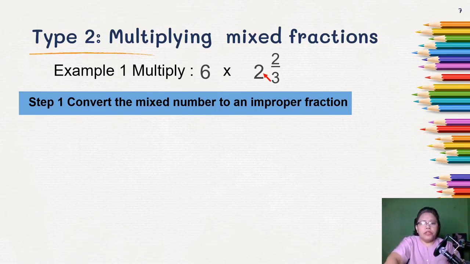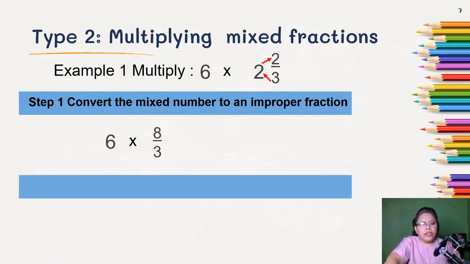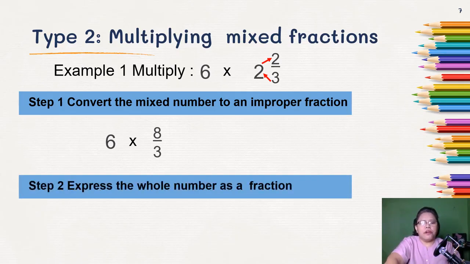Multiply natin yung denominator with the whole number and then i-add natin yung numerator. So, 3 times 2 is 6 plus 2, that is 8. So, we can rewrite this as 6 times 8/3. Okay, or 8/3. Ano yung next step? Next step is express the whole number as a fraction. Kasi nga, hindi ka pwedeng mag-times ng fractions kung hindi naka-fraction lahat. So, dapat naka-fraction form lahat.